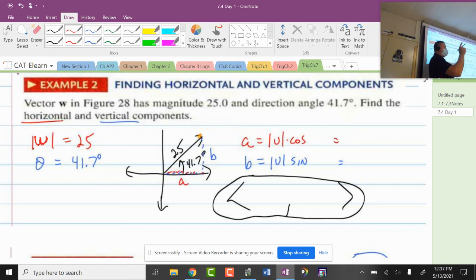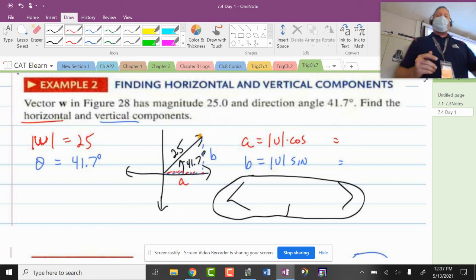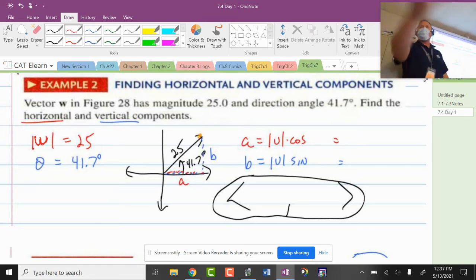Hey, in 4 seconds, what side is A? 4, 3, 2, 1. Adjacent. Did you not answer on purpose? You wanted to see me kick a desk? Yeah, I know. I know you. Okay. All right. And then obviously 25 is the hypotenuse. Thank you. It's the hypotenuse.